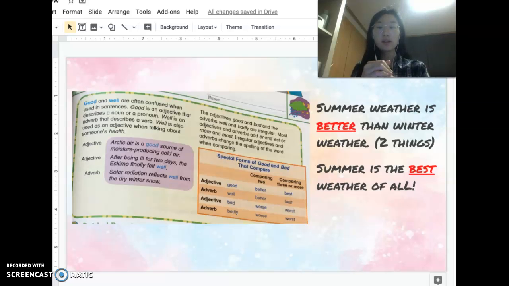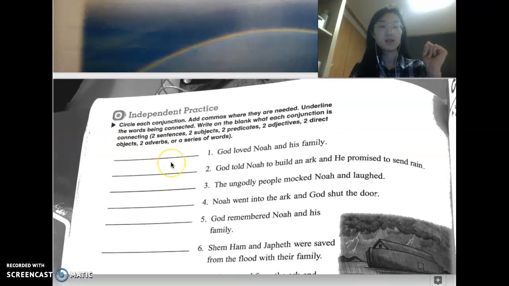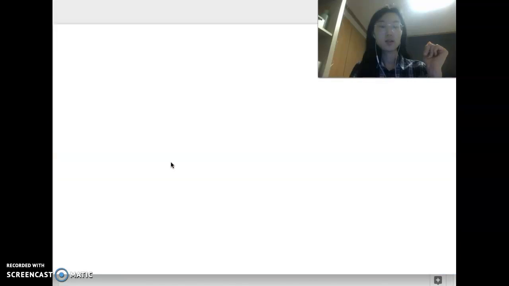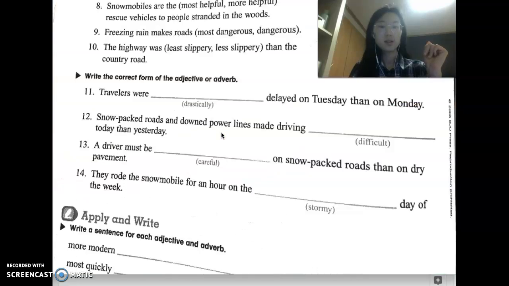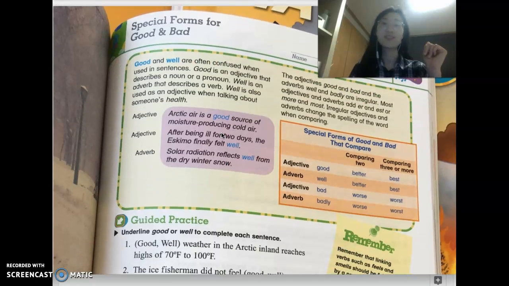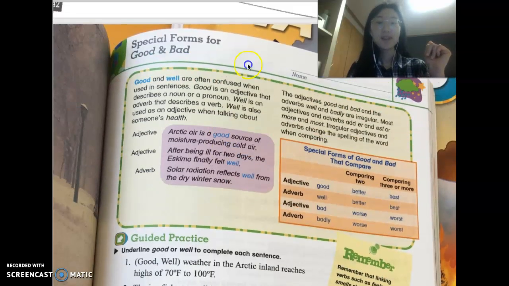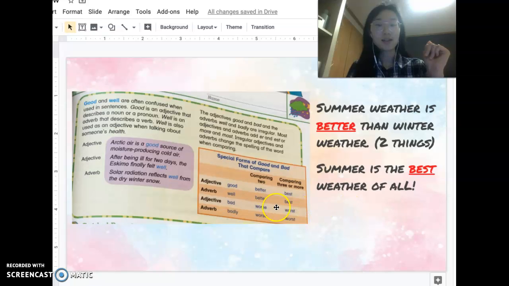The important thing here is to focus on this orange chart here. I believe that it's here, page 243. Page 243 if you need to go back to it. So we know that when we're comparing two things or comparing three or more things, there are differences in the word that we choose. For example, summer weather is better than winter weather, in my opinion.